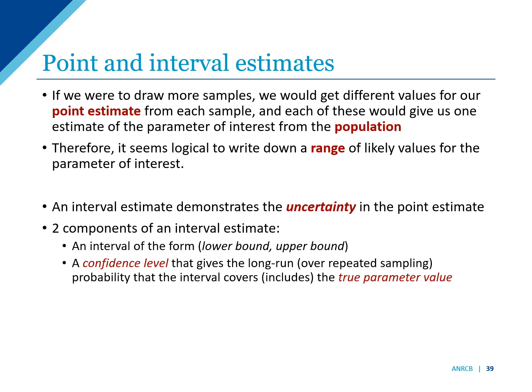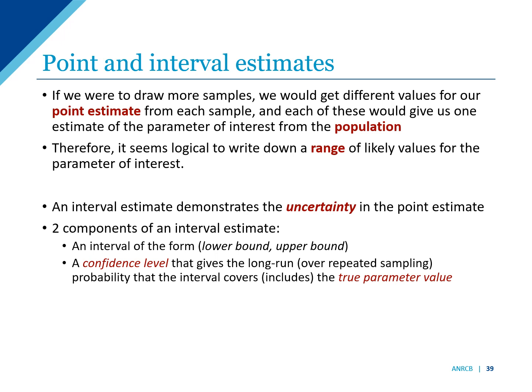If we were to draw more samples of our population, we would get different values for any of our point estimates from each sample, and each of these would give us one estimate of the parameter of interest from the population. Therefore, it seems logical to write down a range of likely values for the parameter of interest. Now, we can expand our simple statistic, our point estimate, to a range of likely values called an interval estimate, demonstrating the uncertainty in the point estimate.